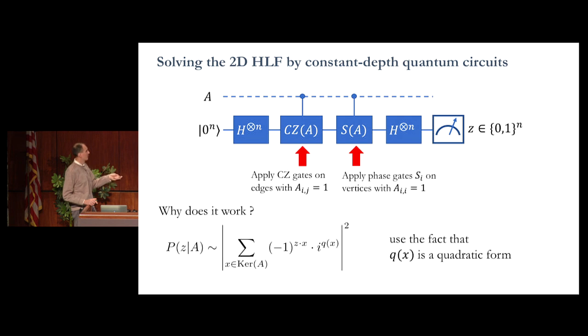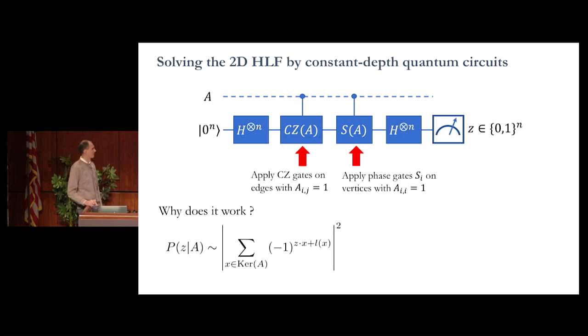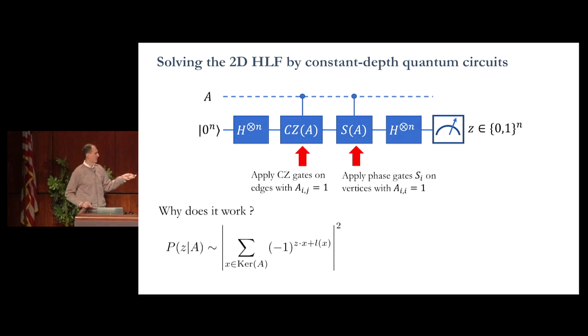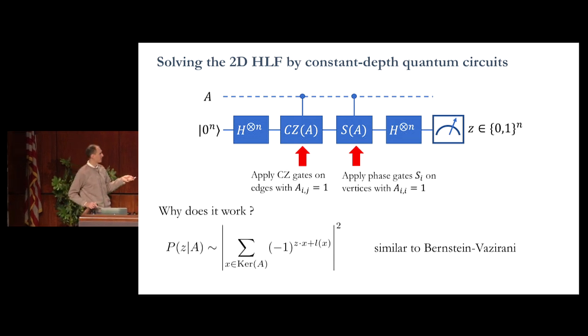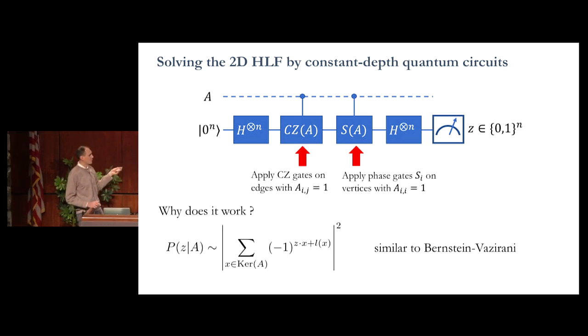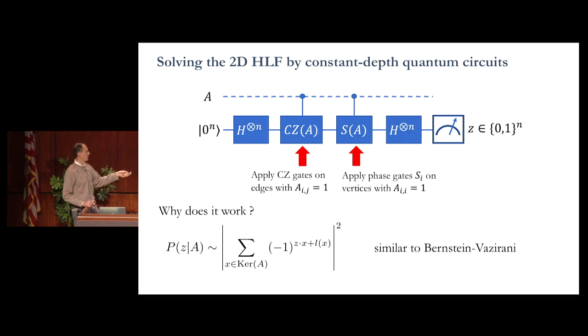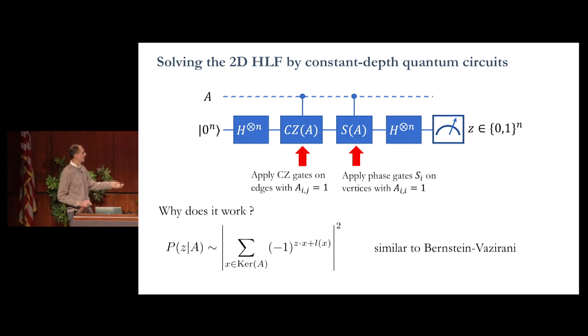Using the fact that Q of x is a quadratic form, one can show that we can restrict this sum to the null space of A. If x belongs to the null space of A, we know that this quadratic form becomes some linear function L of x. And this expression looks very similar to the output distribution of the Bernstein-Vazirani algorithm. Basically, if z is not a solution of the problem, some terms in this sum are plus one, some terms are minus one, and you have cancellations, so the sum evaluates to zero. But if z is a solution, then you have constructive interference and the probability is not zero.